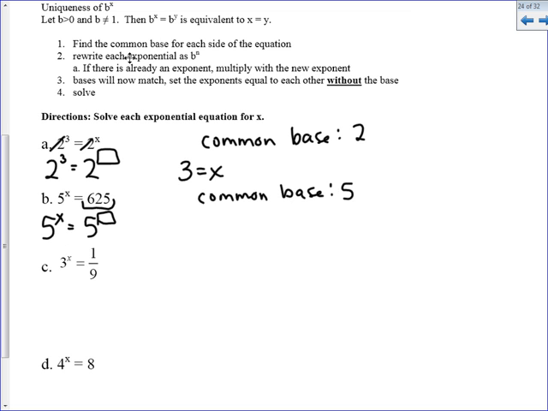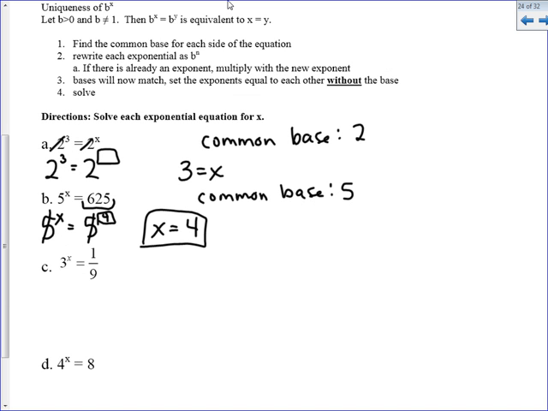Because I already had the same base, I can just cross them off. What we're doing here is getting set up so this looks like number 1. So now you cross off the 5s. We've got the common base, so both sides are 5 to some power. Once that's the same, you cross off the 5s, and we're left with x equals 4. That's the answer: x equals 4.